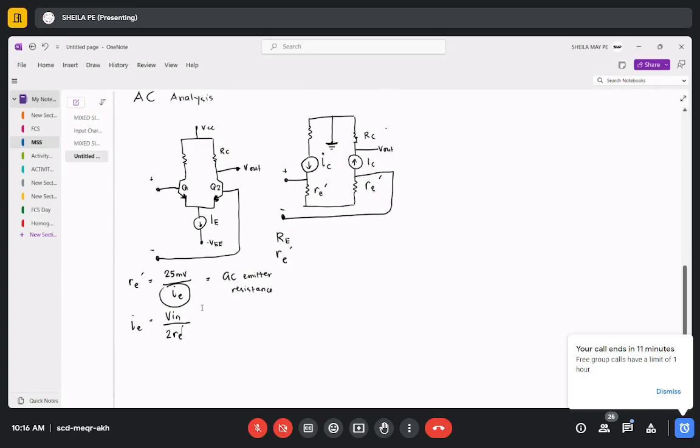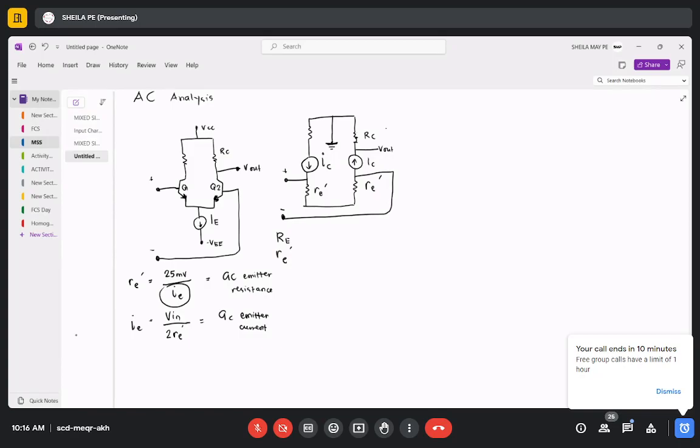And manipulating the equation, we can have the formula for our IE, AC analysis. That's the formula. And that IE class is called AC. Pangalan dyan na ninyo yung AC. AC emitter current. Okay, and same with our DC. In AC analysis, our IE is equal to our IC.